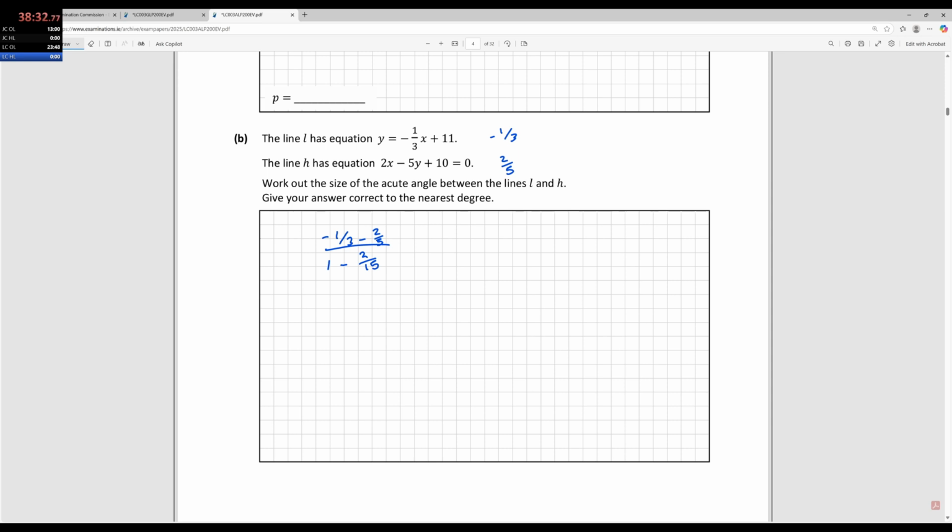So that would be minus 11 over 13. Now we have to do tan inverse of that, and we get minus 40 to the nearest degree, so that means that the acute angle would be 40. The minus 40 technically means 140.